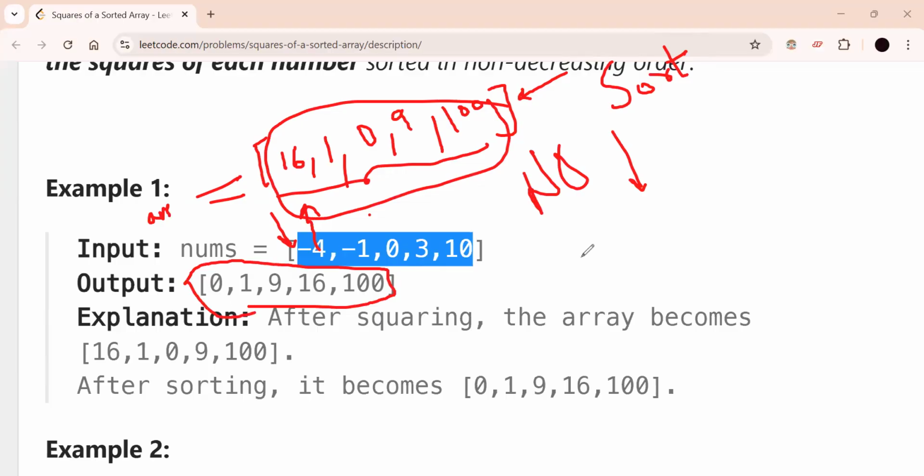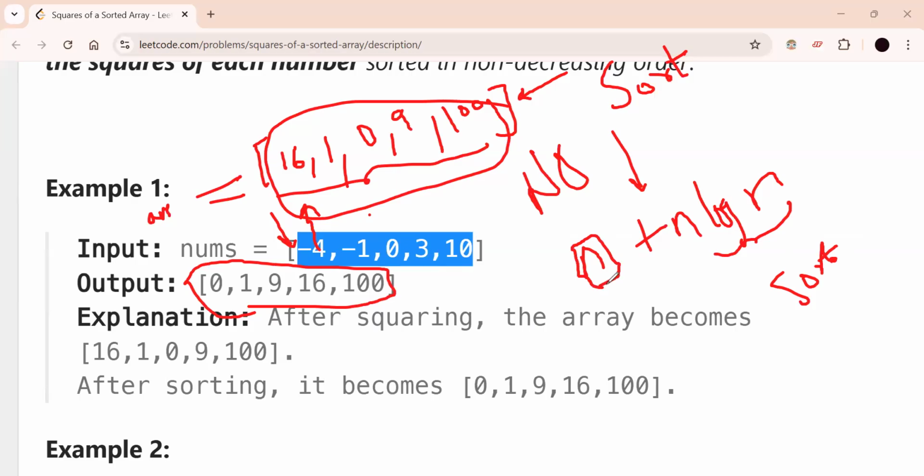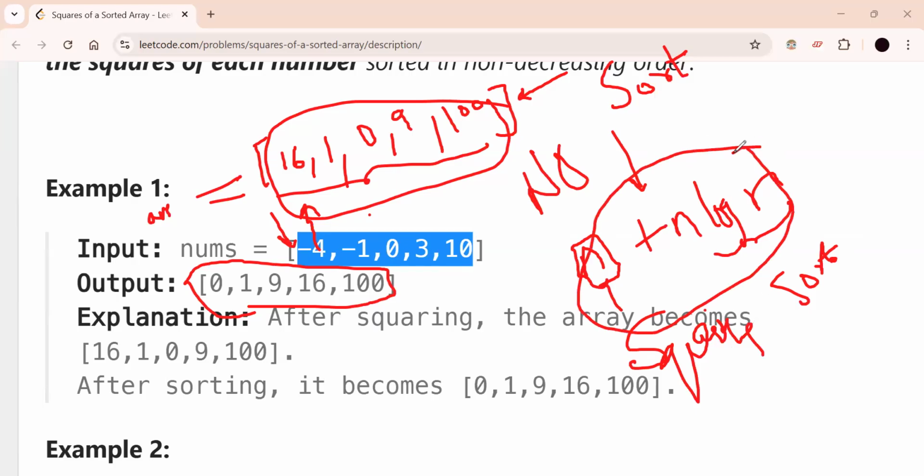So what is the time complexity here, guys? N plus n log n. This part is for sorting, and this part is for squaring the numbers. So this is the time complexity if you follow that basic way. Go to minus 4, square it and store 16. Go to minus 1, square and store. Go to 0, square and store. This first step takes n and sorting takes n log n. So the total time complexity is n plus n log n.